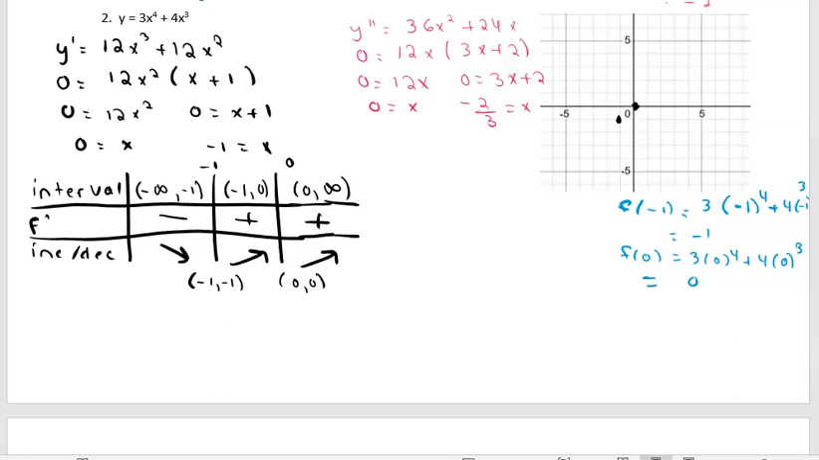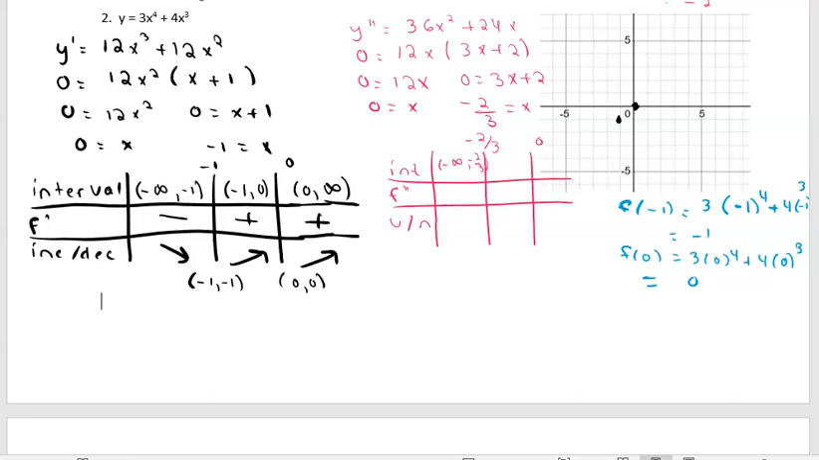So now we need to figure out our table. So this is going to be our second derivative table. So we'll need our interval, we'll need our second derivative sign, and we'll need our concavity. All right, I have 2 inflection points, which means I'm going to need to break my interval for my second derivative test twice, once at negative 2/3 and once at 0. So that means we're going to have negative infinity to negative 2/3. We're going to have negative 2/3 to 0, and we're going to have 0 to infinity.